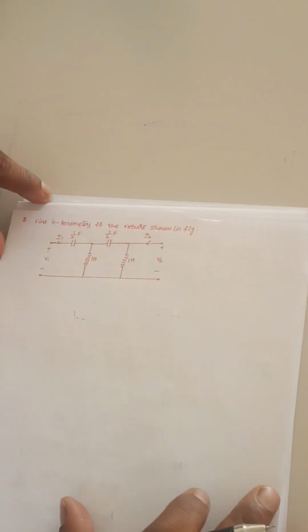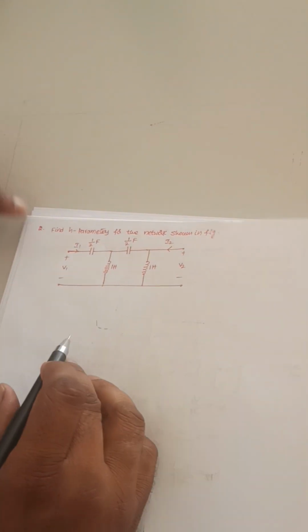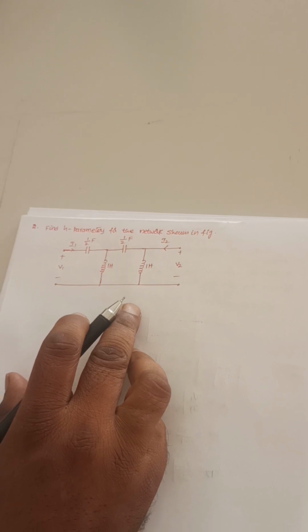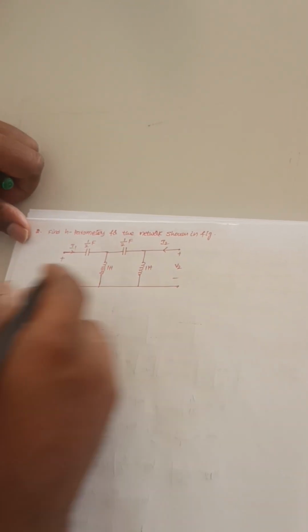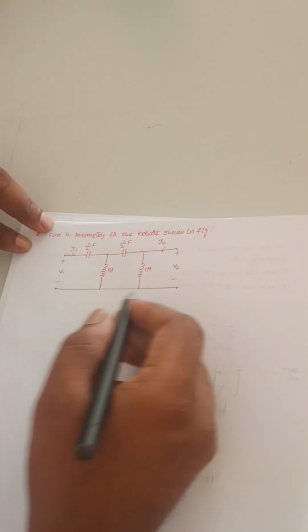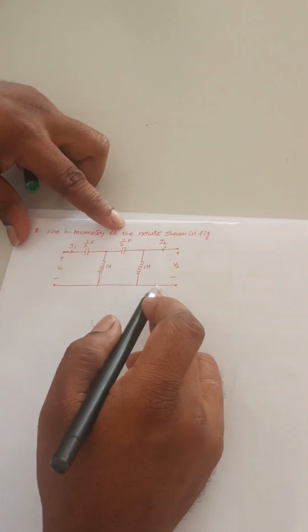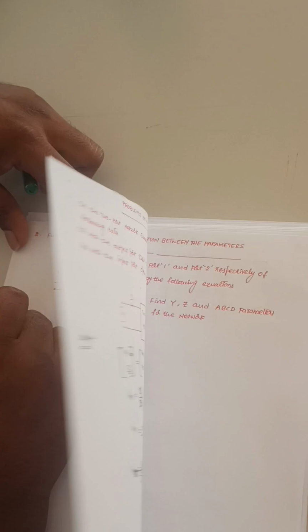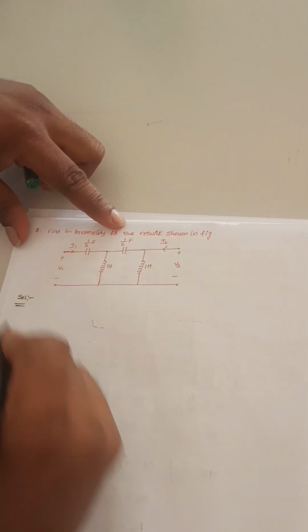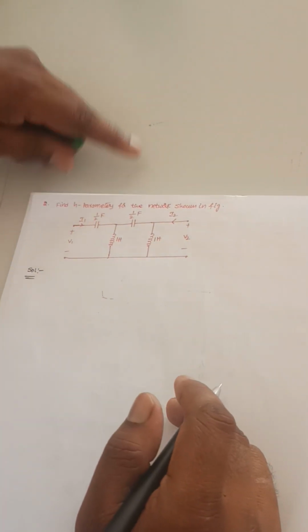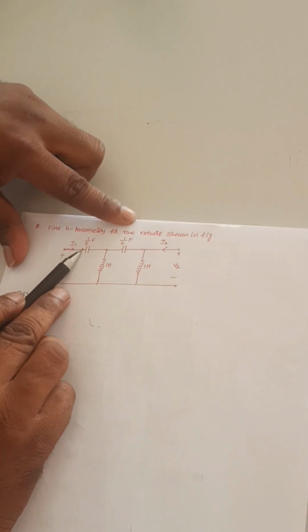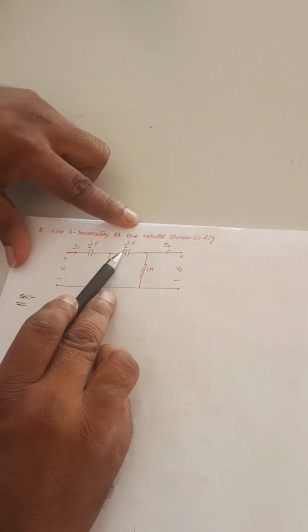Now this is another problem. We need to find the H parameters for this network. The network has to be converted into a frequency domain network, or S domain network. So for that I am going to redraw this network in the S domain. The value of the capacitance here is 1 by 2 farad.